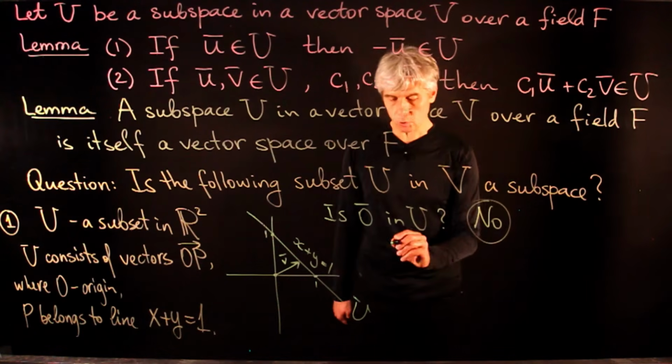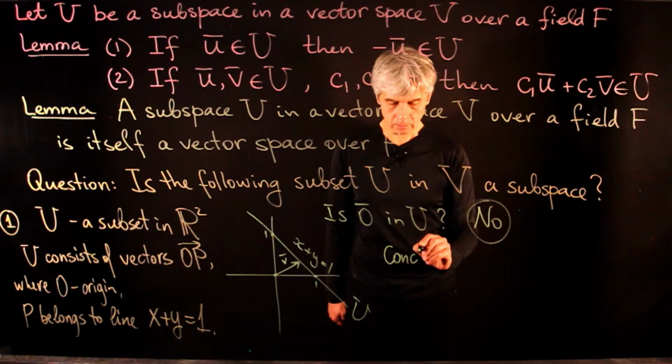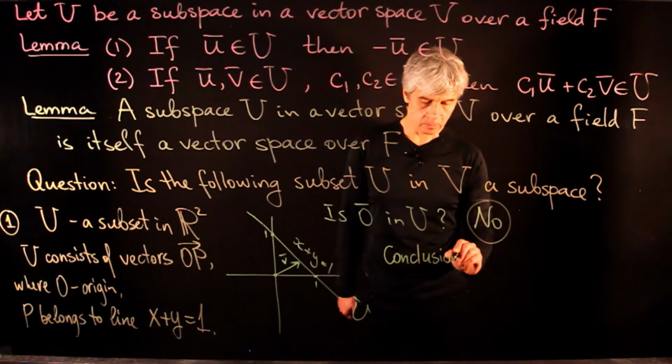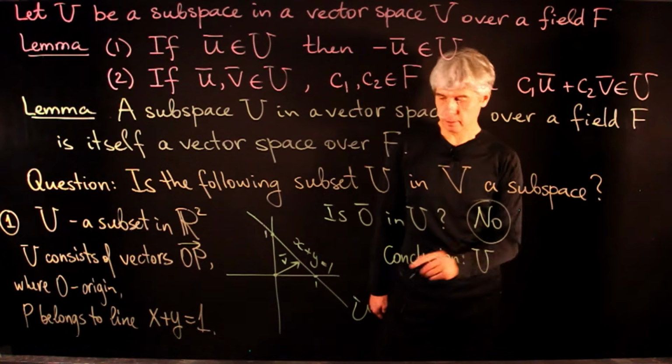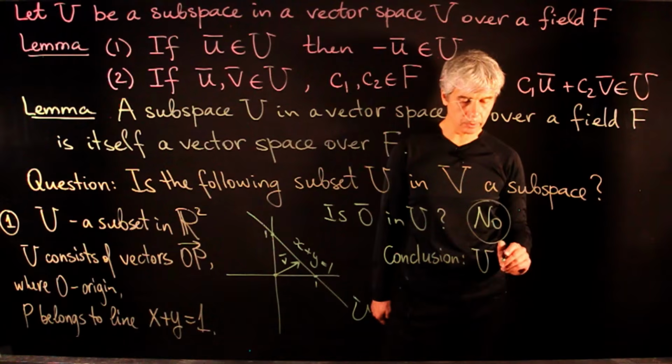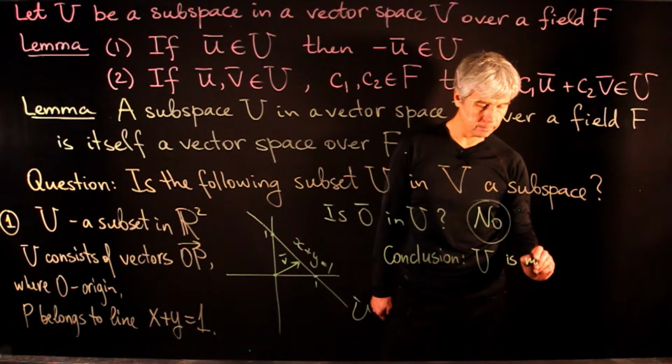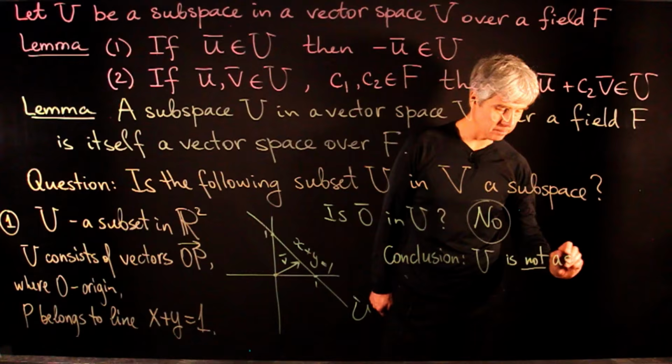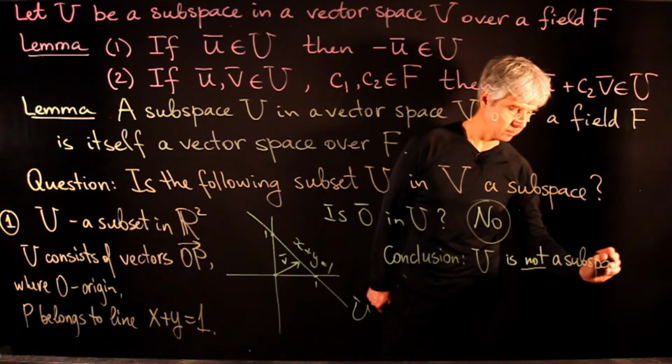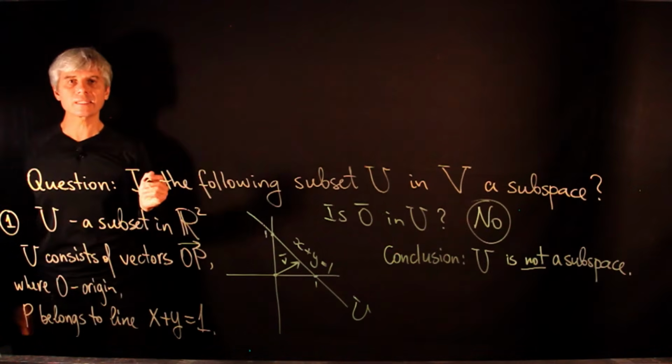And so the conclusion is that this U, this line x plus y is equal to 1, is not a subspace. Let's consider another example.